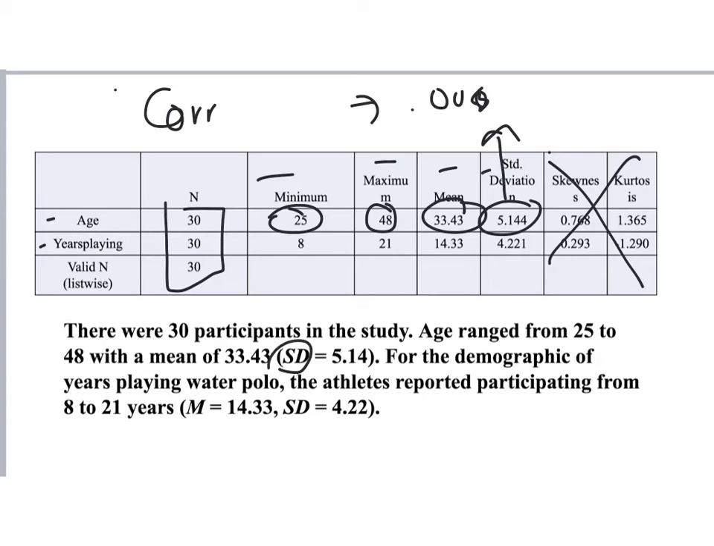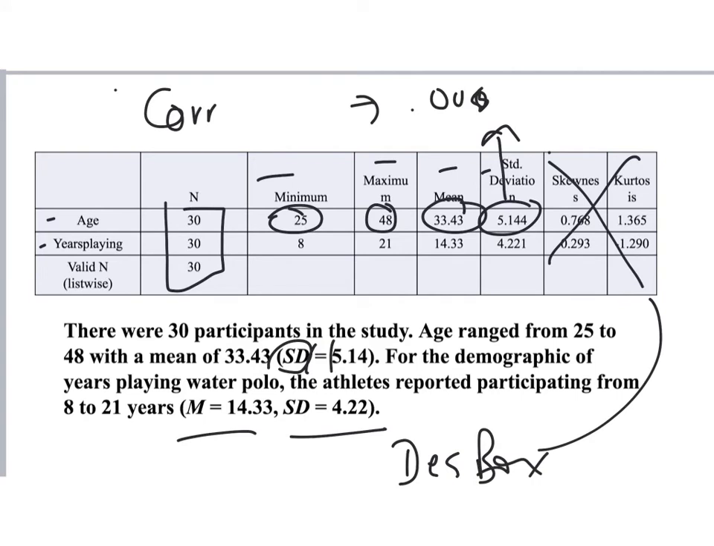Now let's talk about this one right here. The SD, the M, R, all these are italicized. Some of their small letters, some are large, but SD is italicized. There's a space right here and a space here. 5.14. For the demographic of years playing water polo, the athletes reported participating from 8 to 21 years. Here's the mean and the standard deviation. Everything is in this box that you need to put here. But now we're starting to tell the story and finding out about our participants. This right here is a descriptive box. Okay? So anything that had a number ended up in this box.